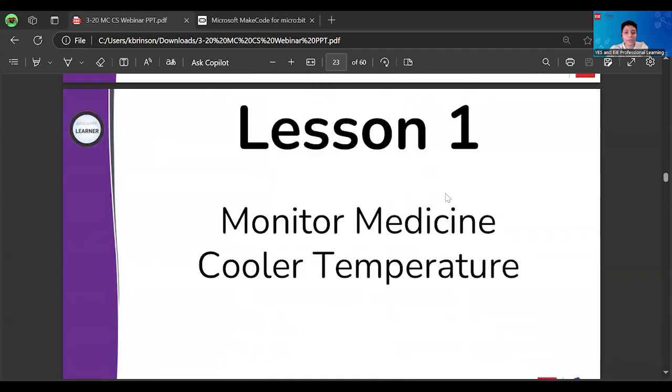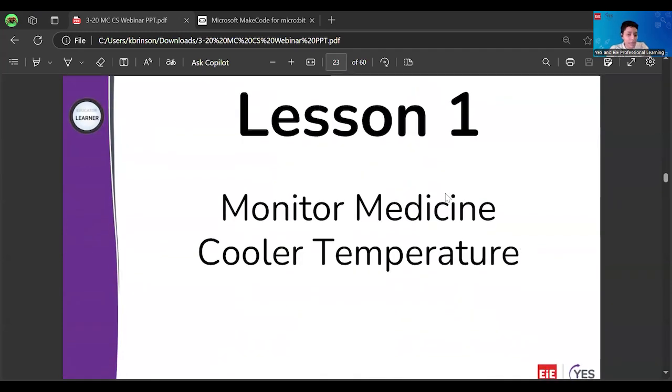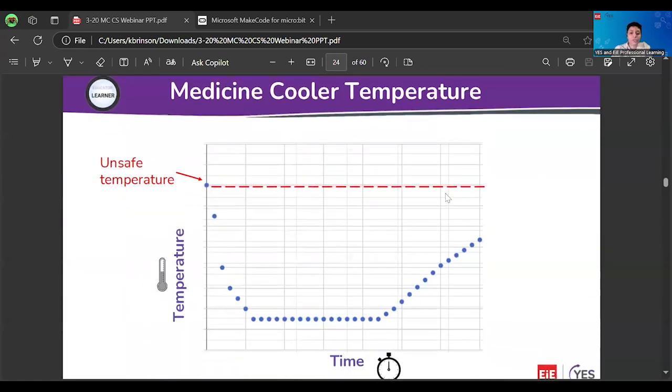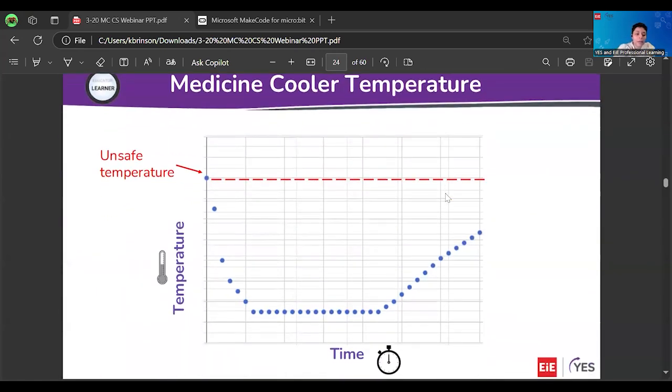So before we dive into the website, lesson one is an introduction to why are we even looking at this. So monitoring medicine cooler temperatures. So students are shown this particular graph and are asked to think about, will the medicine eventually warm back up? And of course, the answer to that is yes. And how do we know when to check on this medication, when to change our cool pack, and what challenges might we face when we're doing that?